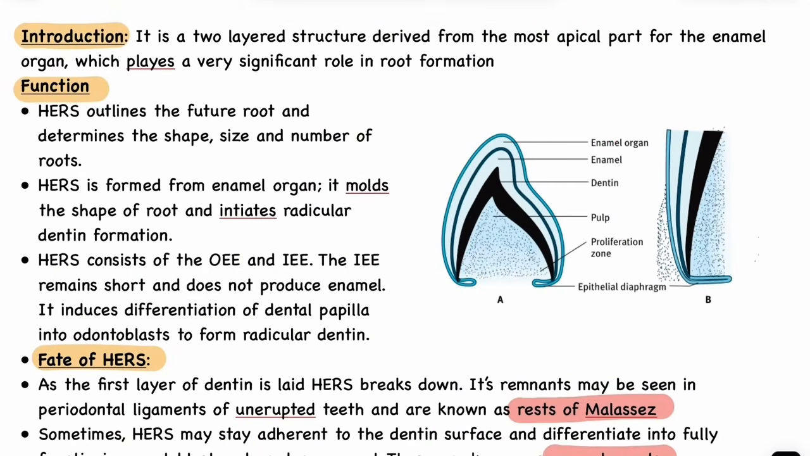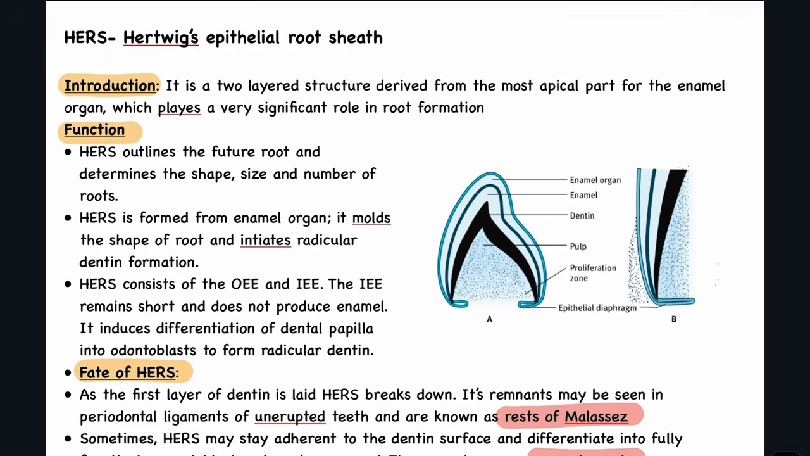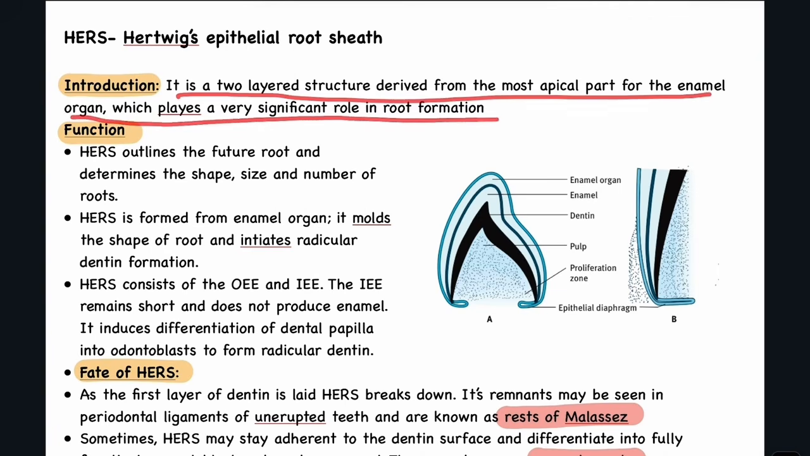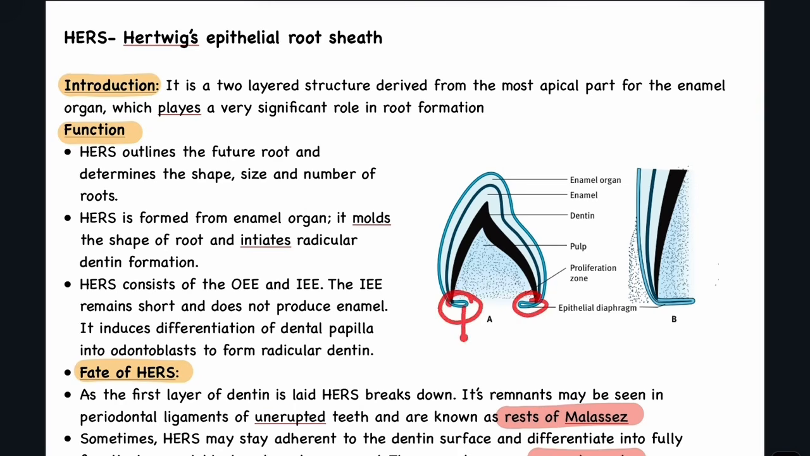Now, some details about the HERS. It comes in as a short answer, short note as well. So HERS is the Hertwig's epithelial root sheath. It is a two-layered structure derived from the most apical part of the enamel organ, which plays a significant role in root formation. So you saw that it had two layers and it forms the root.